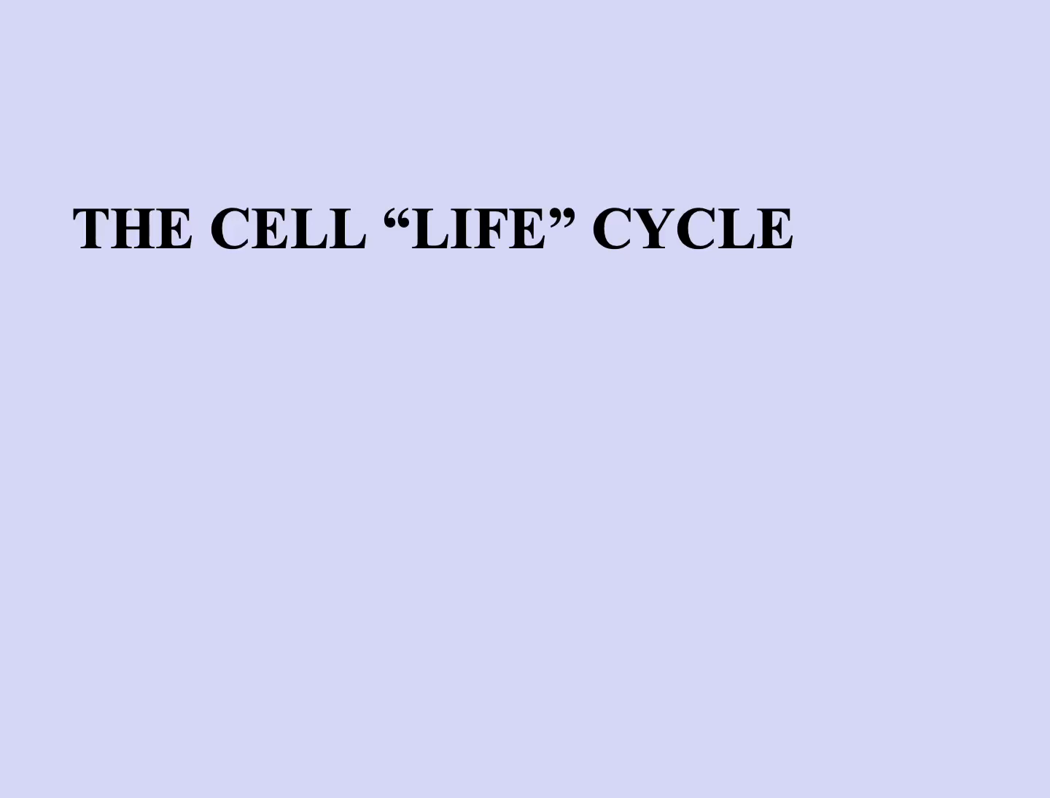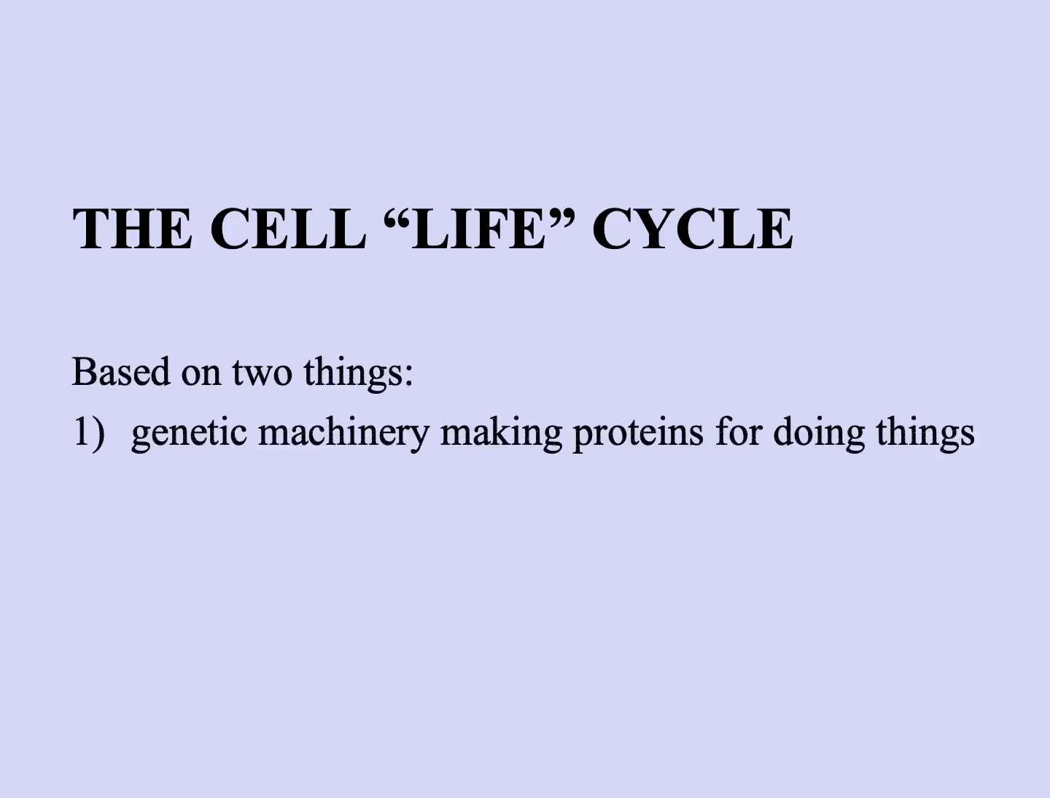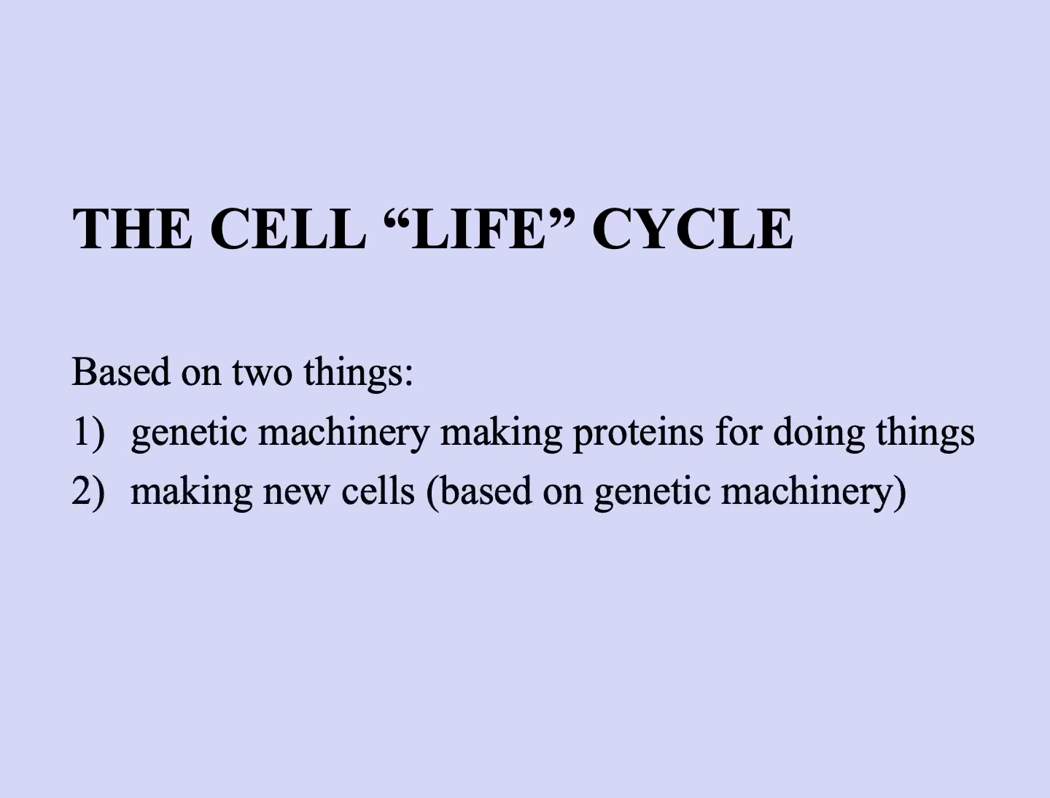The next thing we're going to talk about here as it relates to the cell itself is what's usually referred to as the cell life cycle. The cell life cycle is based on two distinct things. First thing is what's referred to as the genetic machinery. The genetic machinery is the ability for the cell to make proteins to do things so that it can regulate the cell's homeostasis. The second part of the cell life cycle is making new cells based on the cell's genetic machinery not being able to meet the demands placed on the cell.